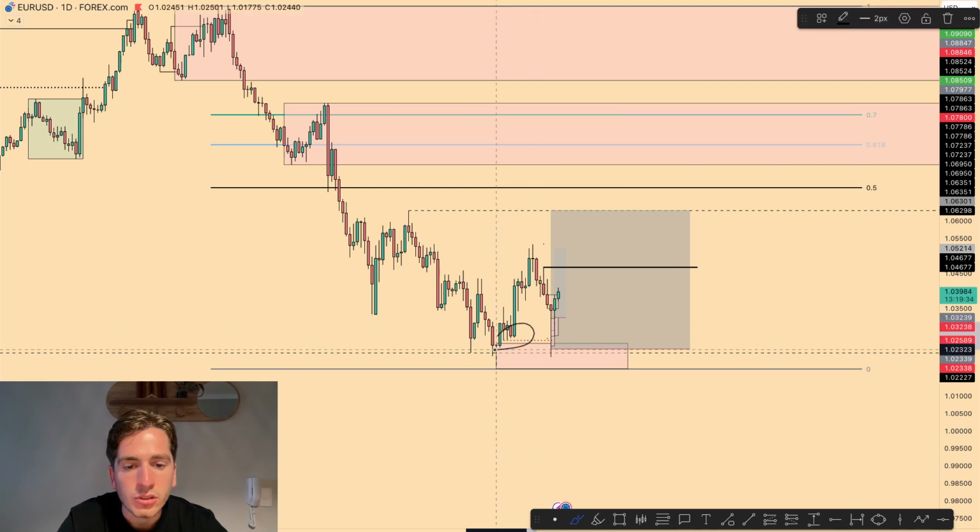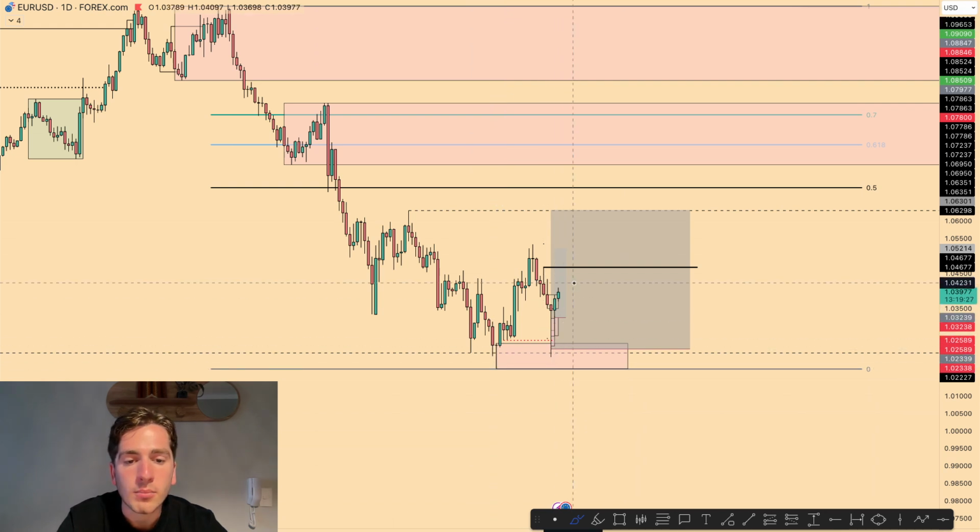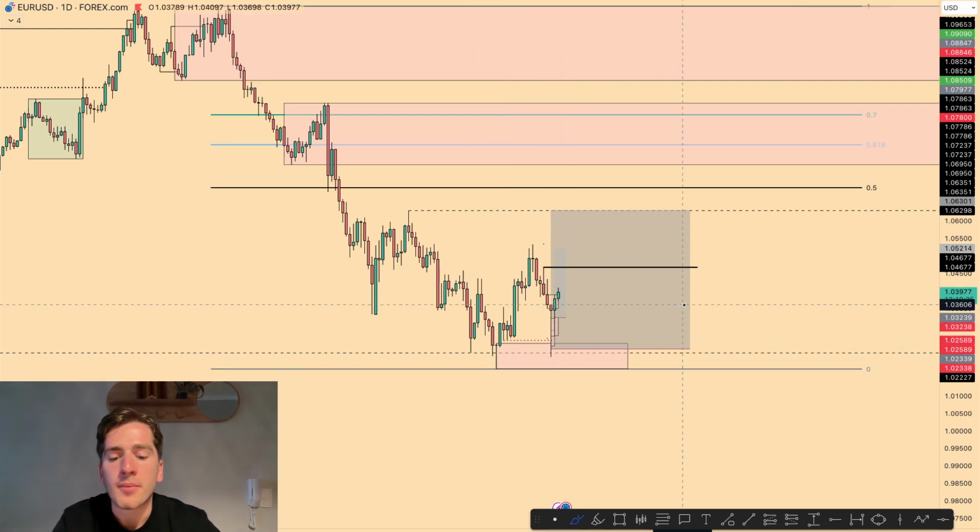Obviously, after taking out those liquidity lows over here, which I explained in yesterday's video, and pushing down towards this daily demand zone, we can very clearly see that the market reversed towards the upside as expected.